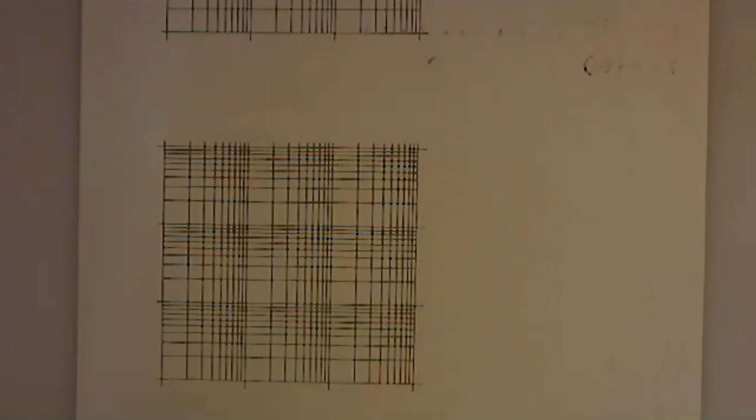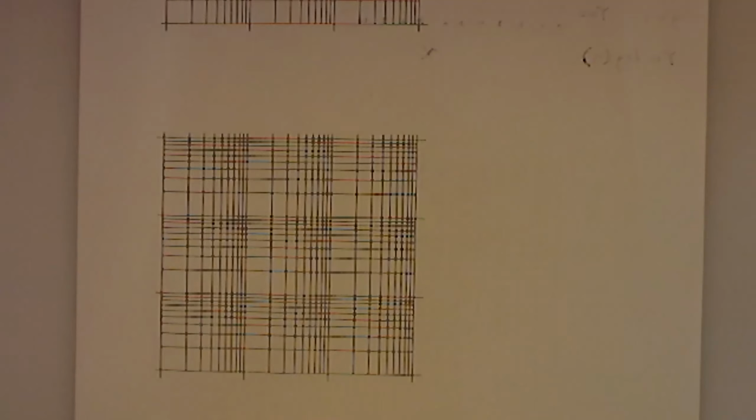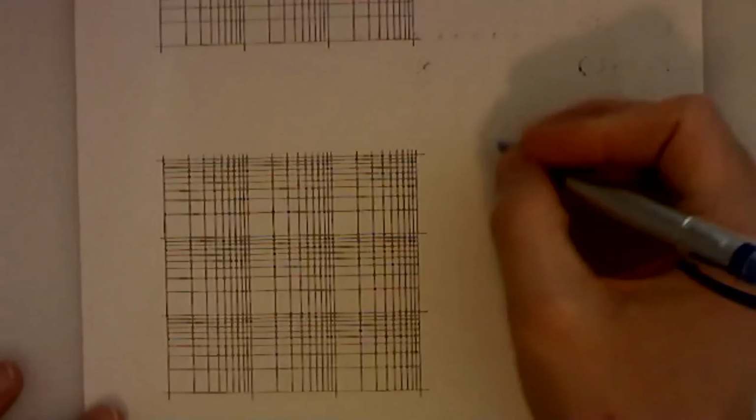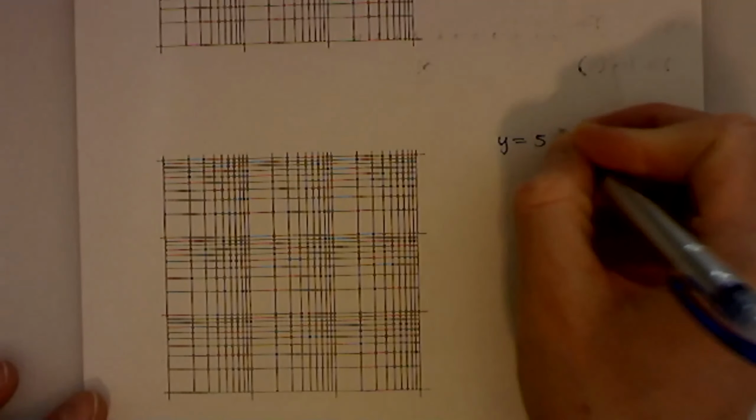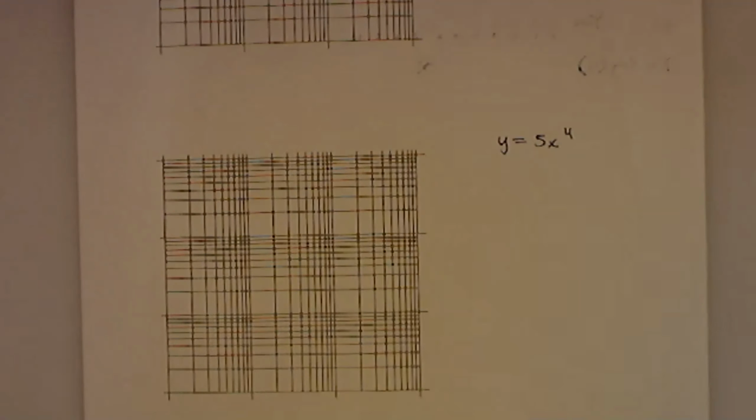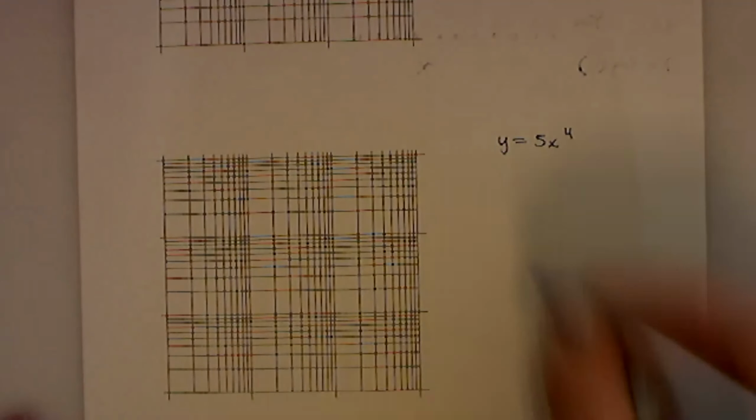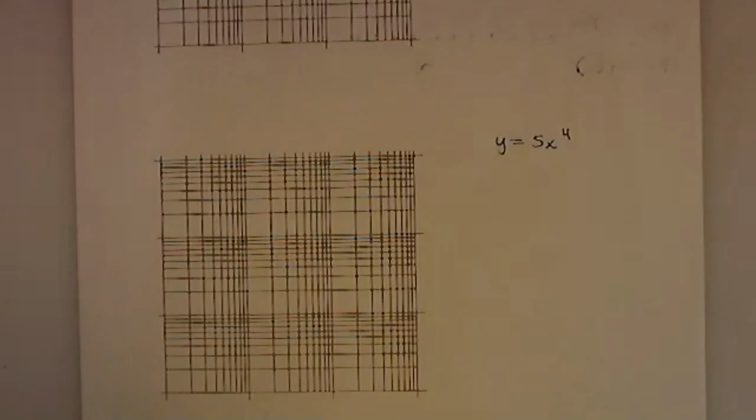So here we have some log-log paper where both the x and the y axis are scaled in this weird logarithmic way. And if I was going to try and graph this, when you're trying to graph something, you're still thinking about using the original values. So if I have y equal to 5x to the 4th, and let's start with y being bigger than or equal to 0.